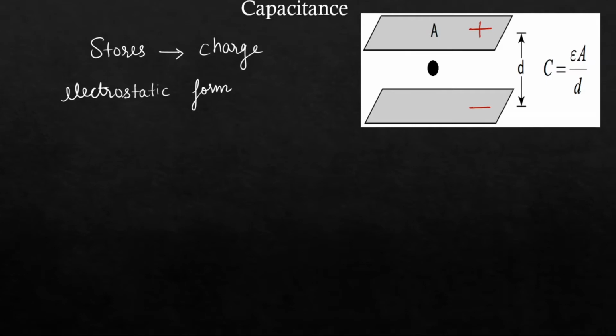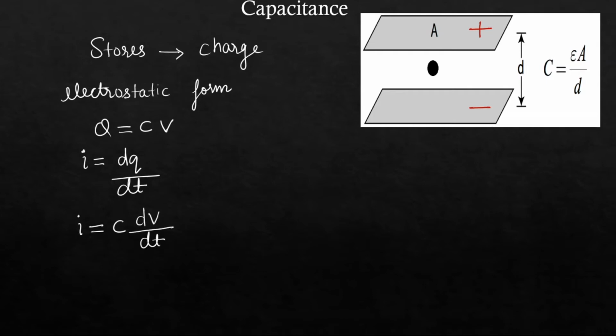Now what is electrostatic and what is electromagnetic? In electromagnetic, basically we are dealing with magnetic fields. In electrostatic, we are dealing with electric fields. Now the charge stored in a capacitor is equal to C into V. V is the voltage across the capacitor. If you want to find out the current in a capacitor, you will take dq by dt. So put the value of q, it will become I is equal to C dV by dt. As C is time invariant, it will come out, okay?